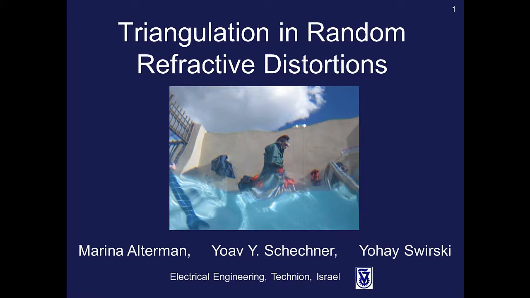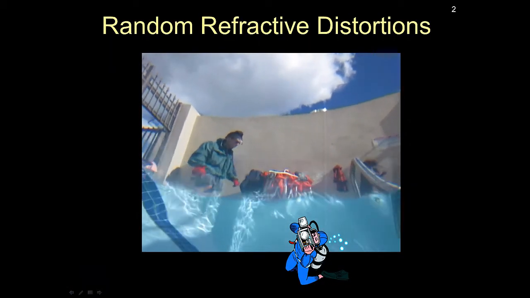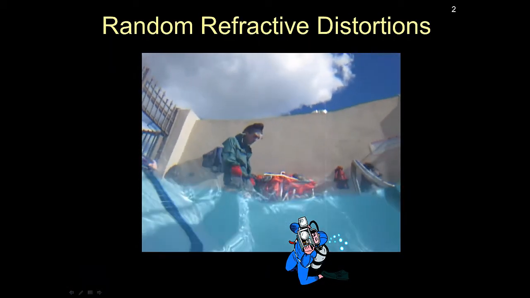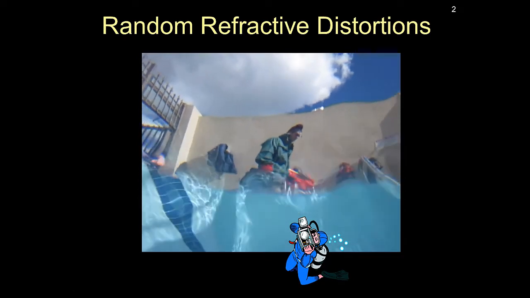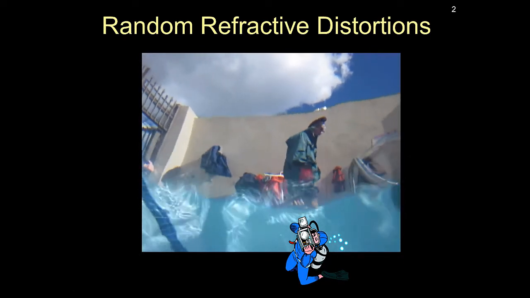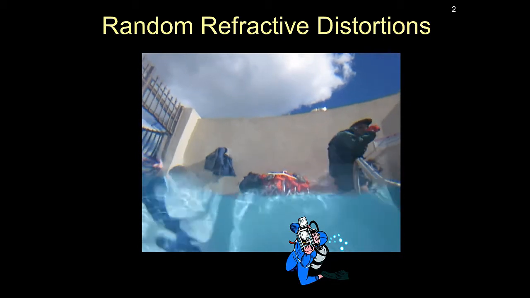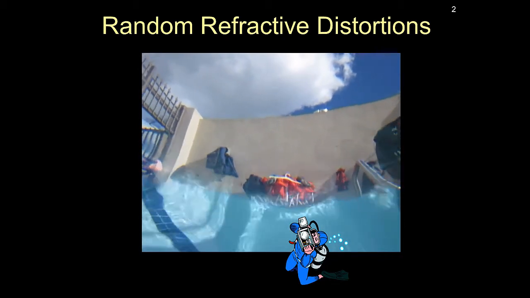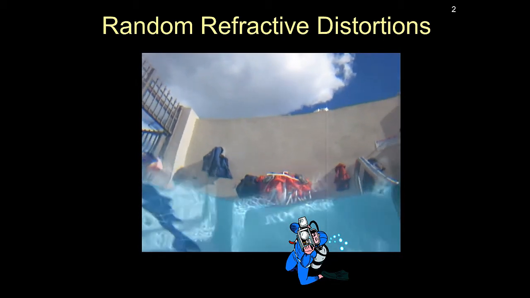I will present to you our work, Triangulation in Random Refractive Distortions. You can see an example of such distortions in this image. Please look at this movie. It was acquired underwater in the jacuzzi of Caltech, using an upward-looking underwater camera. You are familiar with this natural phenomenon of random distortions from the swimming pool or from the sea.